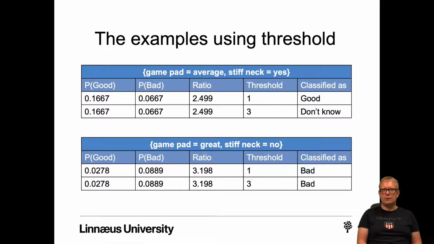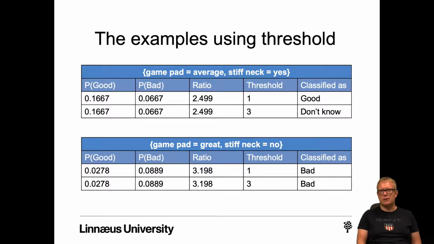But if we use a threshold of 3, the ratio is less than 3, so we give a don't know answer instead. In the second example, gamepad great, stiff neck no, the ratio is 3.198, so even if we use a threshold of 3, we classify this example as bad. So this is quite useful if we want to detect the cases where we are not as sure.